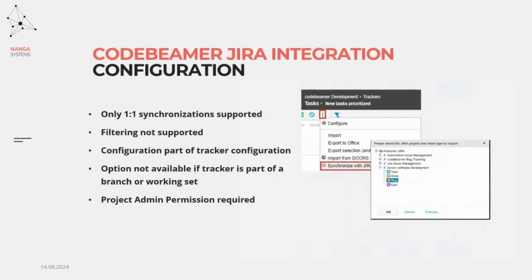Yeah, when it comes to configuration, in the built-in solution there is only one-to-one synchronization supported. You cannot create filtering for your synchronizations. The configuration is part of the trigger configuration. You cannot configure the synchronization if the trigger is part of a branch or working set. And to do the configuration, you need project admin permissions.